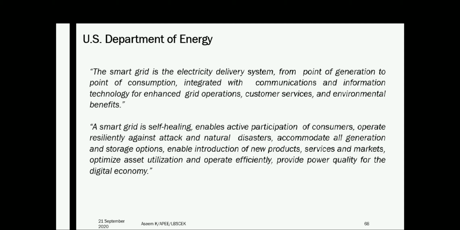A smart grid is self-healing, and enables active participation of consumers. That means consumers can also be involved in power generation. It operates resiliently against attacks and natural disasters, which means it can self-heal from such events. It accommodates all generation and storage options, including renewable energy power generation, enables introduction of new products, services, and markets, optimizes asset utilization and operates efficiently, and provides power quality for the digital economy. So that is a very accurate definition that includes all the features of a smart grid.